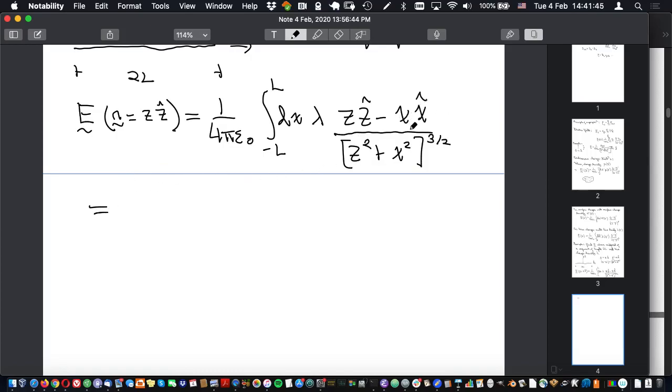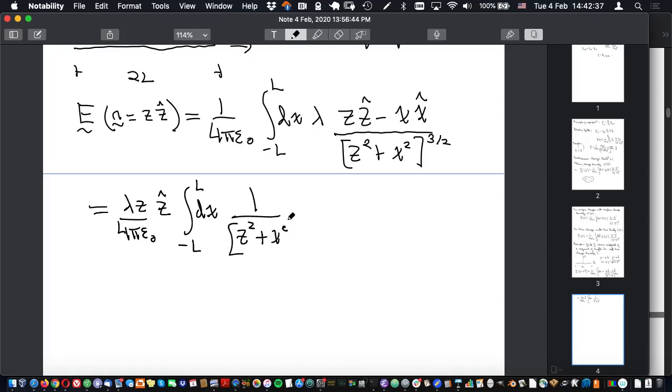Let me start with the integral coming from the second term, because it's easy: it is an integral over a symmetric interval in x of a function which is odd in x. Therefore, this term integrates to 0, and I only need to consider the first term. I can take the z and the lambda out because they don't depend on x. So what I really have is lambda times z over 4 pi epsilon 0. The z is just a direction, so I can write it wherever I want. But now I have the integral from minus L to L dx of 1 over z squared plus x squared to the power 3/2.